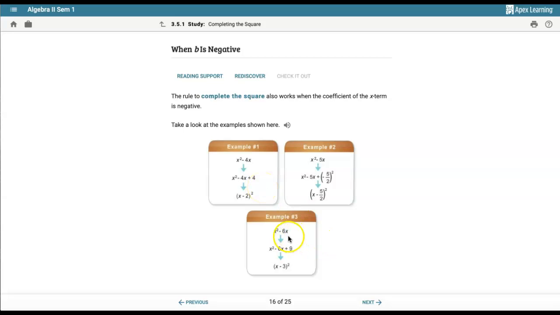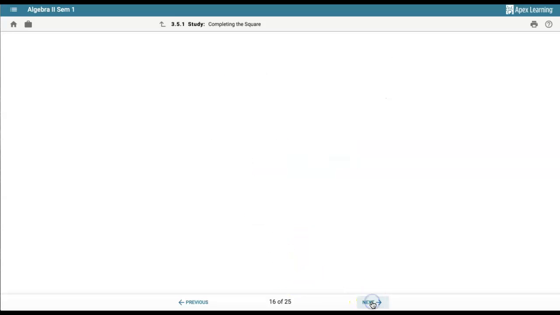For this one, it's -6. You could still do 6 divided by 2 is 3, so -3, and -3 times -3 still gives you 9. So you can still complete the square. It just depends on if this inner number is now going to be a +3 or a -3.